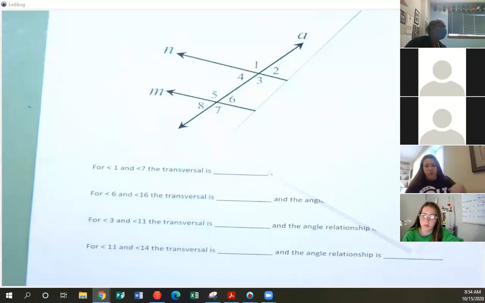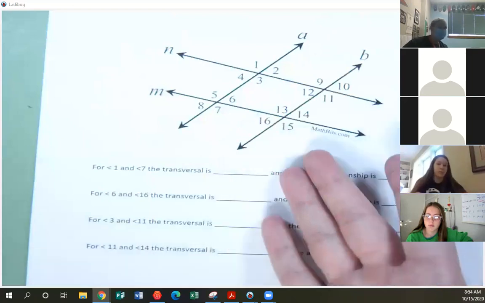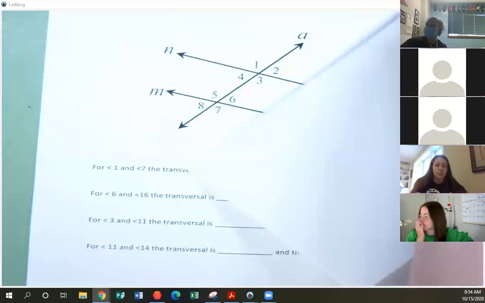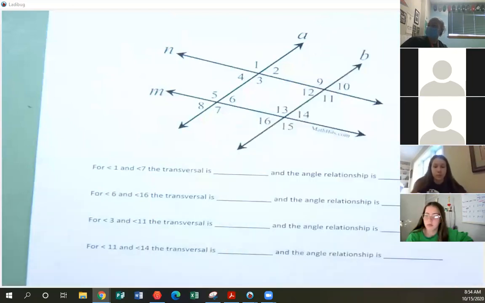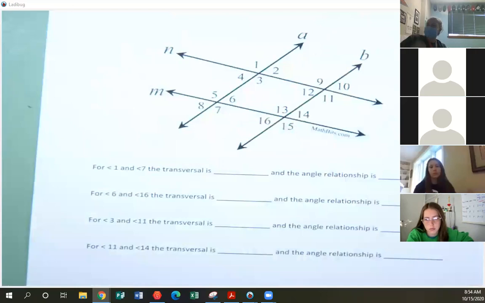All right, what do y'all think it is? Perfect. There are going to be questions like this on the test. If you look at that, it's pretty overwhelming. If you cover it up, it's way easier. Yay, all correct answers. We got some smarty pants in this class. All right, 6 and 16. I want you to tell me what the transversal is for 6 and 16.